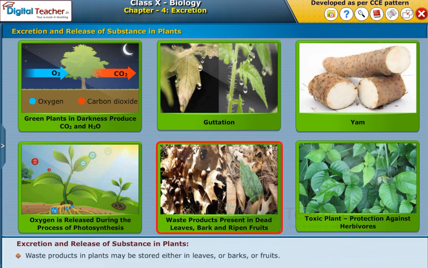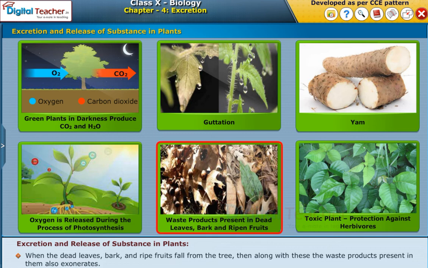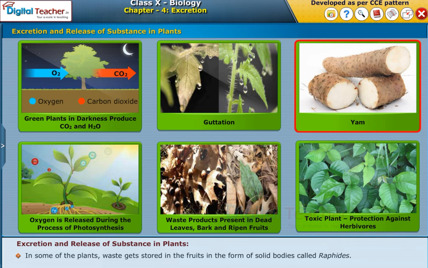Waste products in plants may be stored either in leaves, barks or fruits. When the dead leaves, bark and ripe fruits fall from the tree, then along with these, the waste products present in them also exit. In some of the plants, waste gets stored in the fruits in the form of solid bodies called raphides. Example, yam.